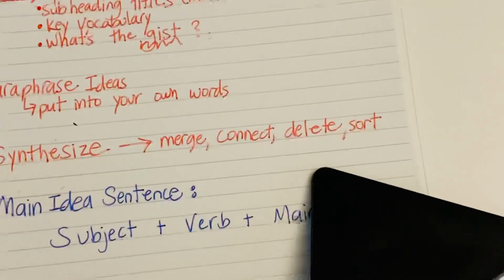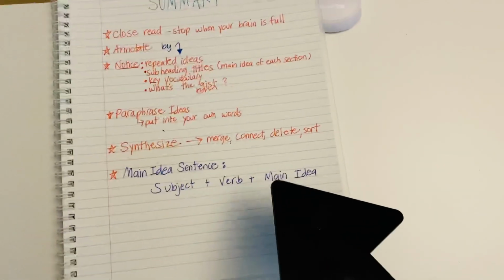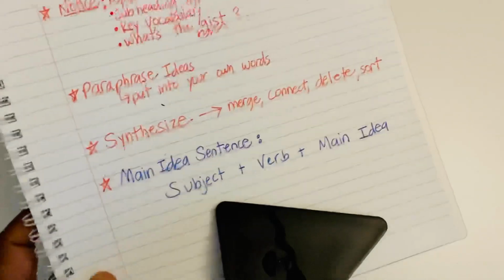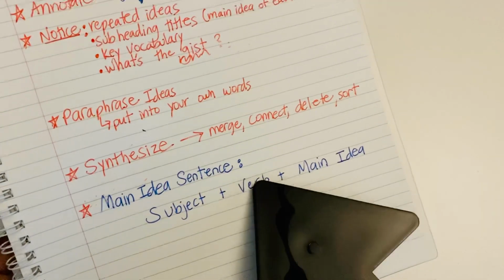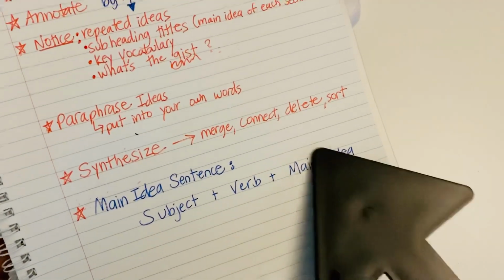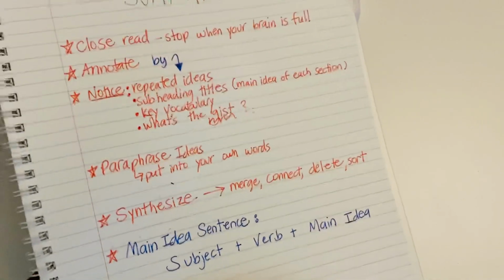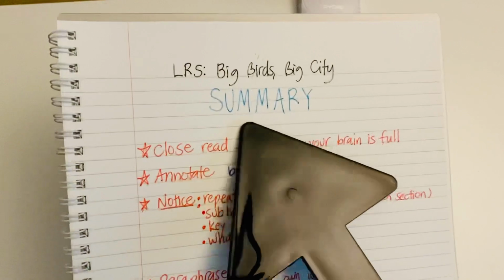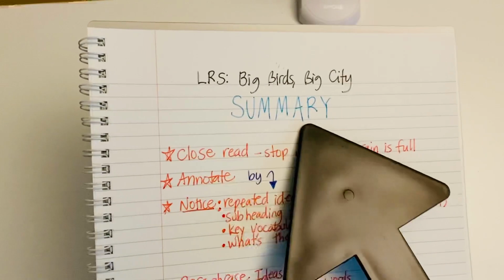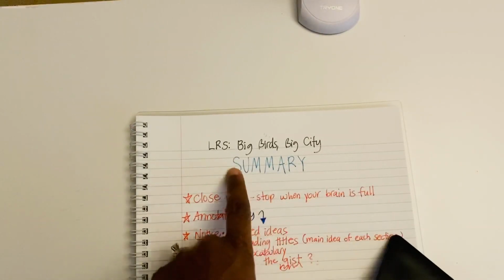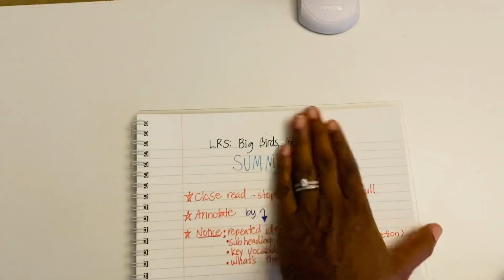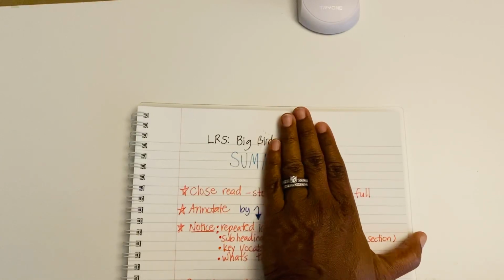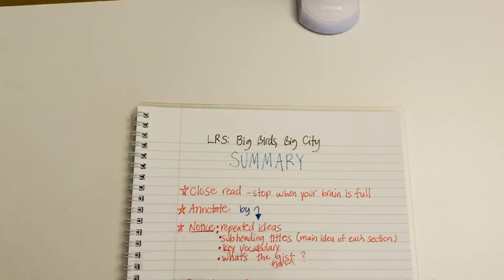And then the final thing that you started to do was you started to write your main idea sentence, which is a subject, a verb, and a main idea of that section. All right. So if you are feeling really good about this, then our work today is learning how to put it all together in a summary. And if you think about the word summary, S-U-M, means sum, right? Which means total. So a summary is the total of all of our main ideas together.